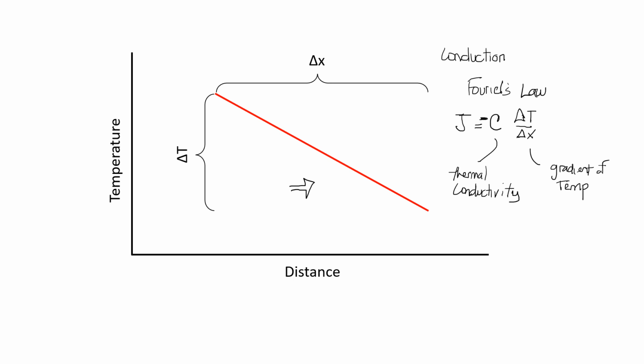So certain materials are easier for heat to flow through, like metals. It's easier for heat to flow through a metal than something like styrofoam, right? So the rate of heat flow depends on the thermal conductivity, which is a property of the medium, times this gradient of temperature. The steeper that gradient, the faster is the heat flow.